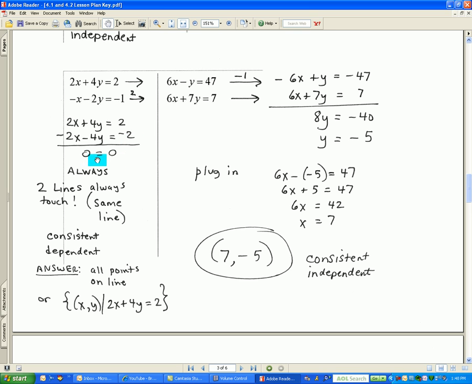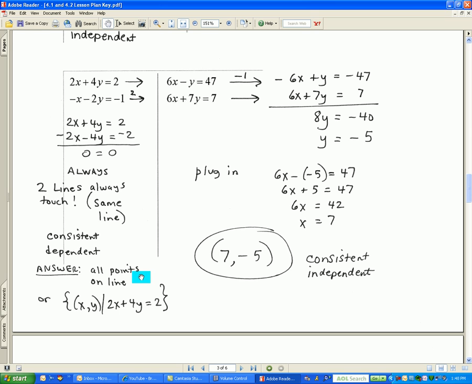Uh-oh, 0 equals 0. Okay. When is 0 equal to 0? Always. When do two lines always touch? When they're the same line. So you have that third picture going on. It's consistent because there's at least one solution, and this is that dependent system because one line's on top of the other. Your answer can be written one of two ways.